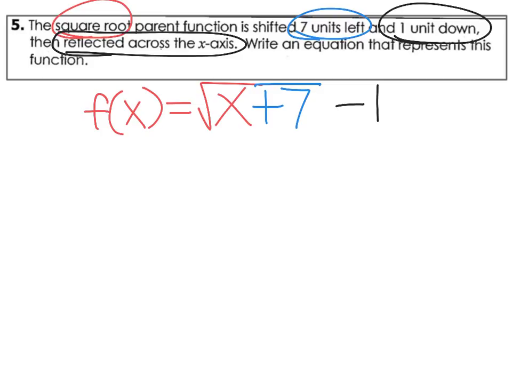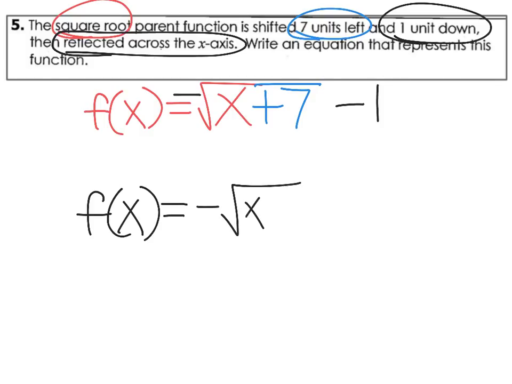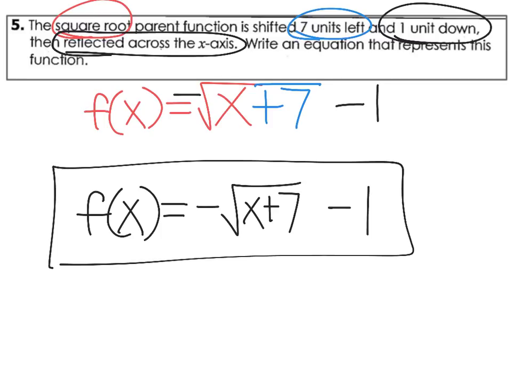And we also know that it's reflected across the x-axis. So a reflection across the x-axis tells us that our a is negative, so we put a negative sign in the front. So our new equation that represents this function would be f of x equals negative square root of x plus 7 minus 1. And that's our function. So if you were to ever see a problem like this, take it one step at a time. Start with the parent function and then adjust it to what each transformation calls for.